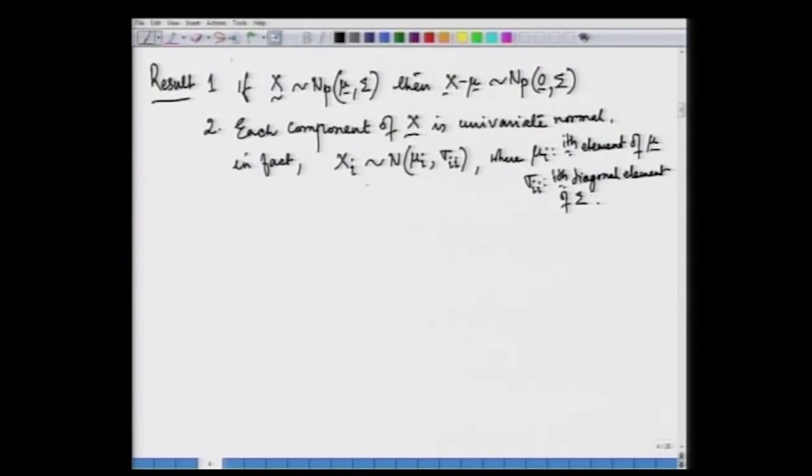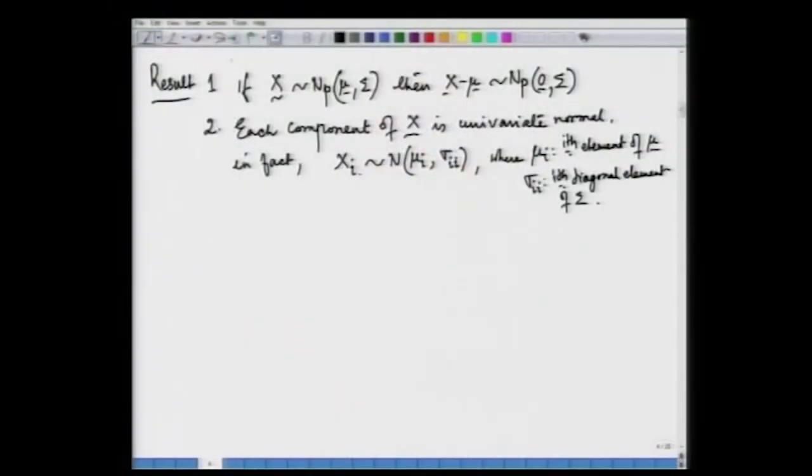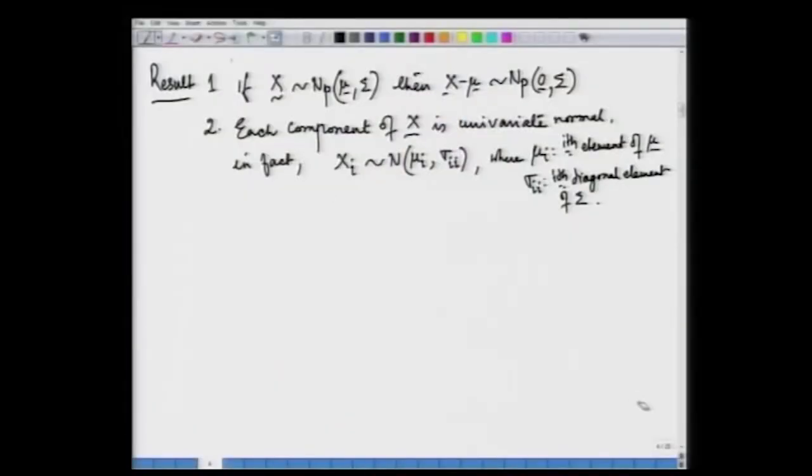Note that here also we are talking about a very special form of alpha prime x. For x i, if I take alpha as a vector which has 0 in all places except in the ith position where we need a 1, then all I have is alpha prime x that should follow a univariate normal distribution, and with that choice of alpha, this is exactly what is happening, and this is true for all i from 1 to p, as many components as there are in the random vector.